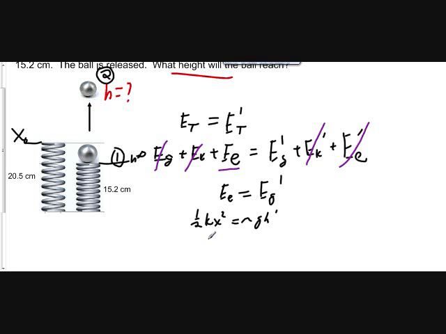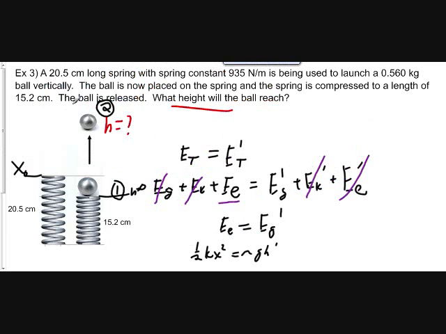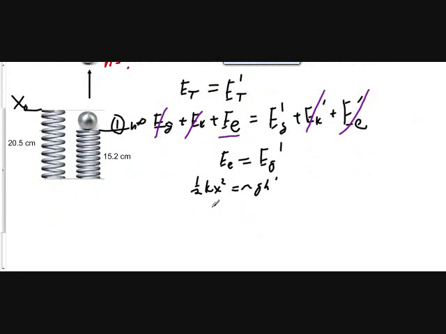All right, so again, we have all the values we need. k is given right here. The extension will be the difference between these two values in meters. m we know, right there. g, of course, we know because we're on Earth. And so I'm going to cut to the chase here. And the height I'm getting is 23.9 centimeters.